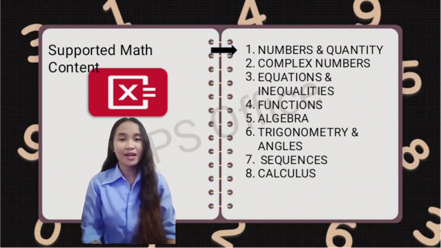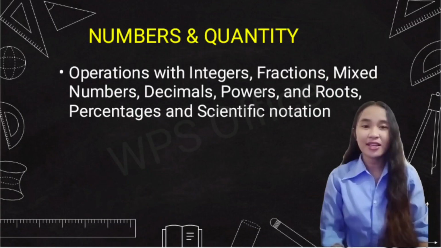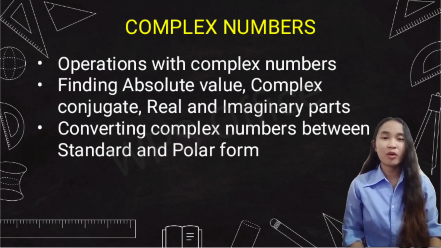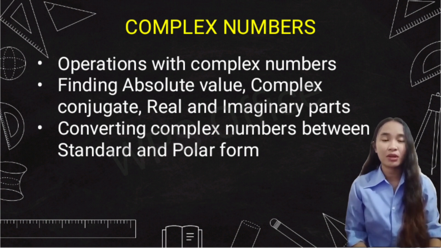Number 1 is numbers and quantity. Under this, Photomath can solve operations with integers, fractions, mixed numbers, decimals, powers, roots, percentages, and scientific notation. Next is complex numbers. Under this, Photomath can solve operations with complex numbers, finding absolute value, complex conjugate, real and imaginary parts, and converting complex numbers between standard and polar form.